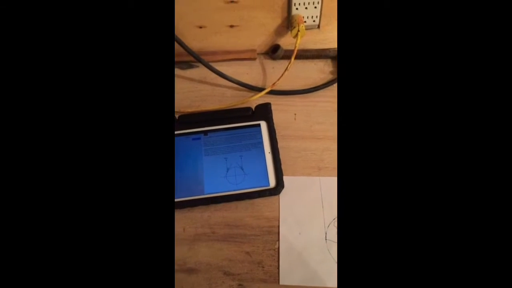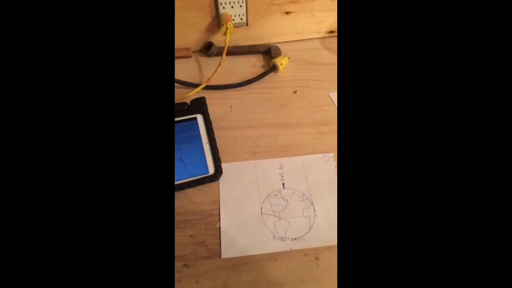Today we're going to be looking at some experiments on how to prove the shape of the Earth, and we're also going to be looking at some problems I have with the globe Earth.